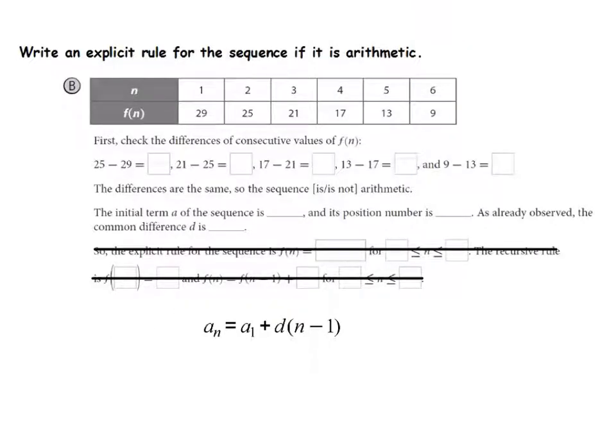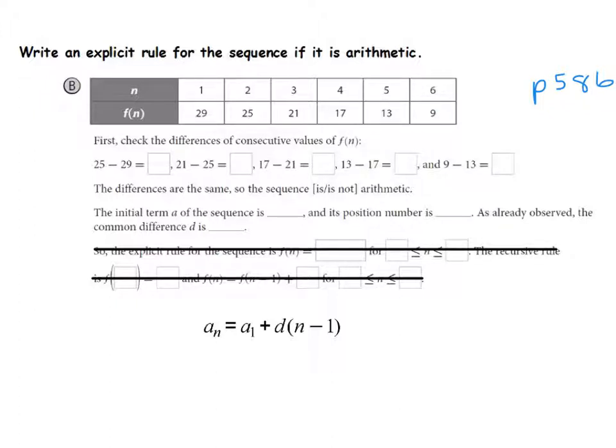All right, so if you'll turn over to page 586 in your book, we're going to look at example B here and how this works. We're going to be given a sequence. In this case, it's in a table. If you look at that table, let's look at n. N is starting at 1. That helps us out a lot. So remember, these are the position numbers, 1, 2, 3, 4, 5, 6. Here is our sequence. And we're asked to write an explicit rule if this is arithmetic.